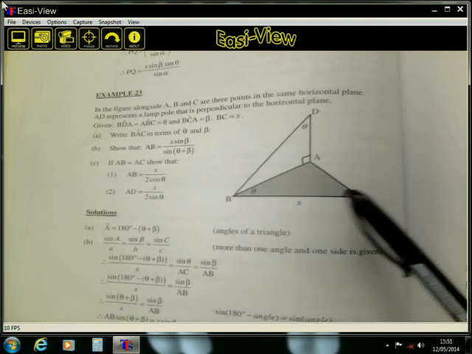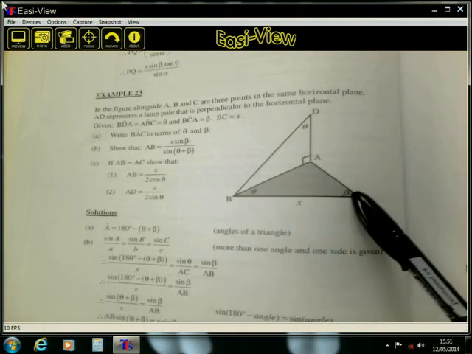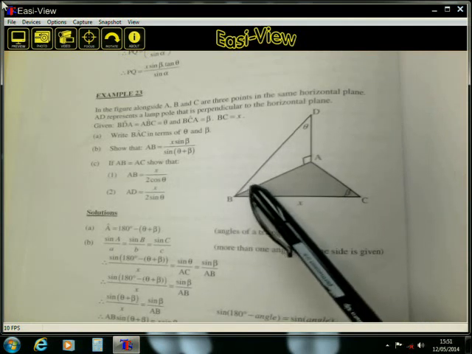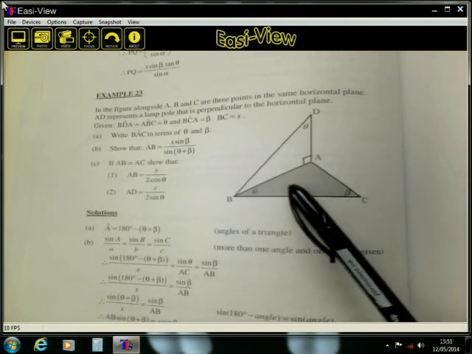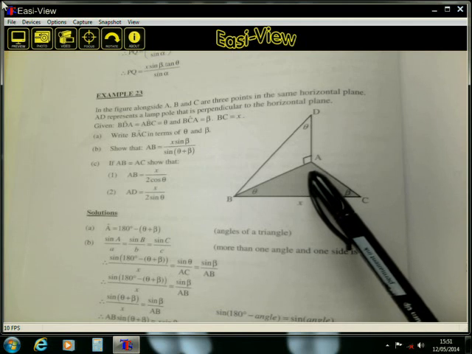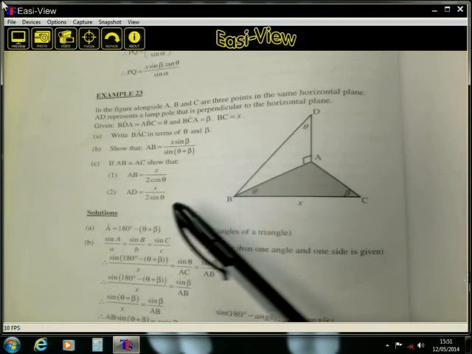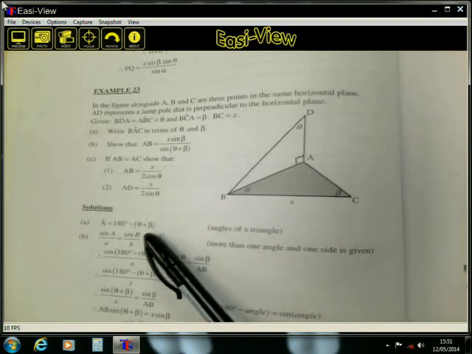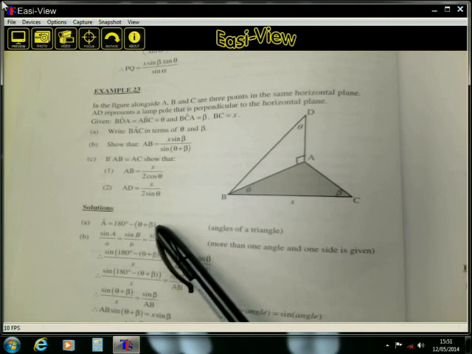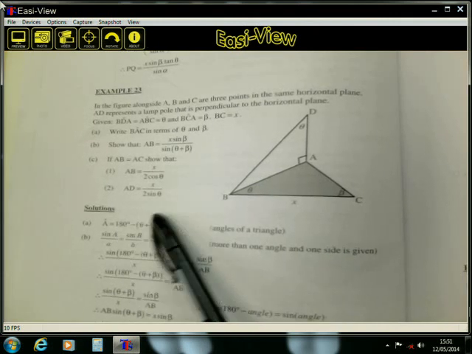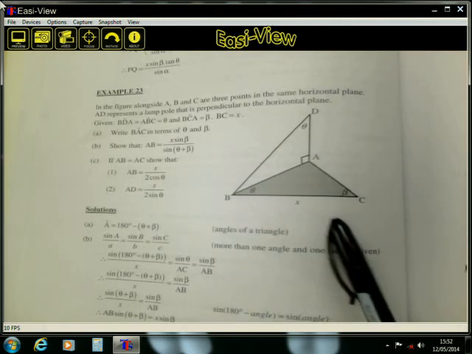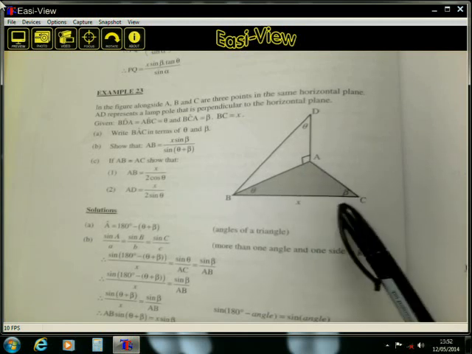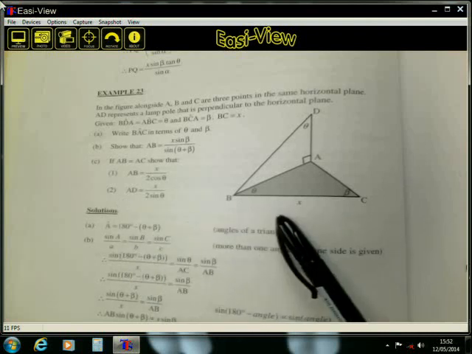And where do you find theta? In this one. And in this one. So what do you know about this BAC, this theta and this beta? That when you add them all together, they give you 180 degrees. This is where they get A equal to 180, BAC. They've written A here, but it's actually BAC. It's equal to 180 minus theta plus beta, angles of a triangle.